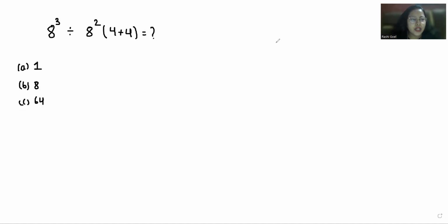My name is Rashi Goel and in this video we are going to solve 8 cube divided by 8 square bracket 4 plus 4 is equals to what? 1864. So let's start with today's video solution.